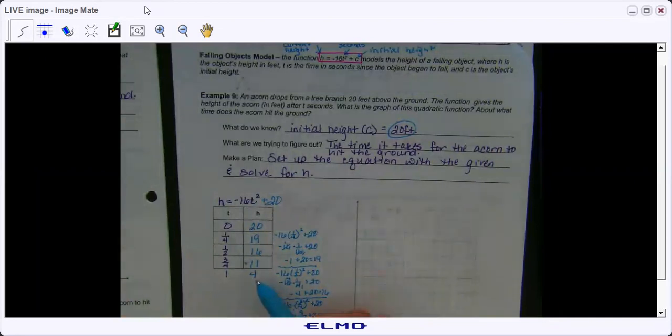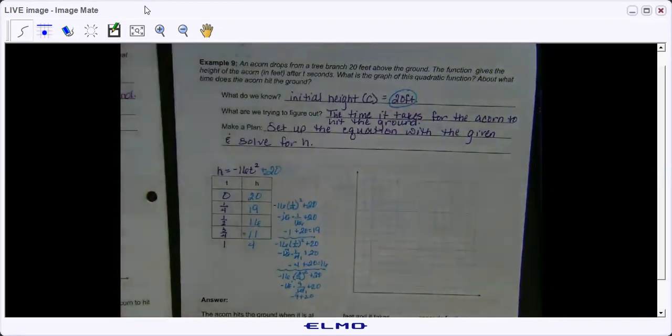It still has not hit the ground though, right? We still don't know what time it hits the ground. I'm going to show you how to figure that out. But right now, let's go ahead and complete our graph. Now we're going way back to the beginning of the year where we did a whole entire chapter of graphing functions. This time we're graphing parabolas or quadratic functions.